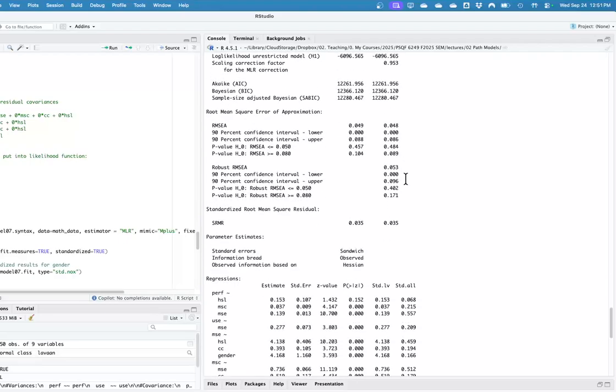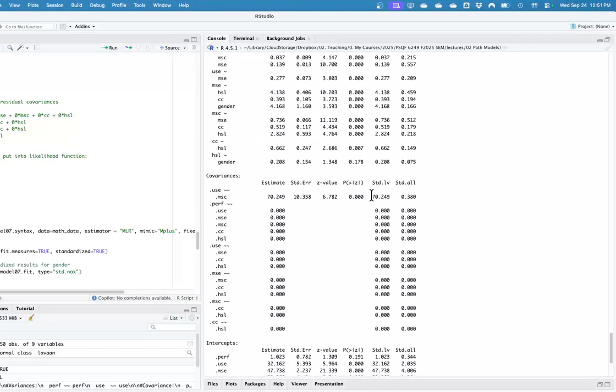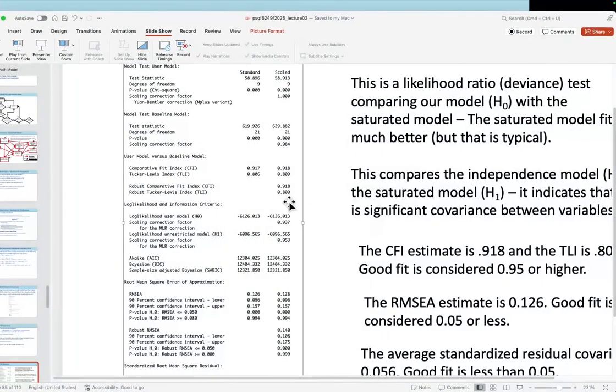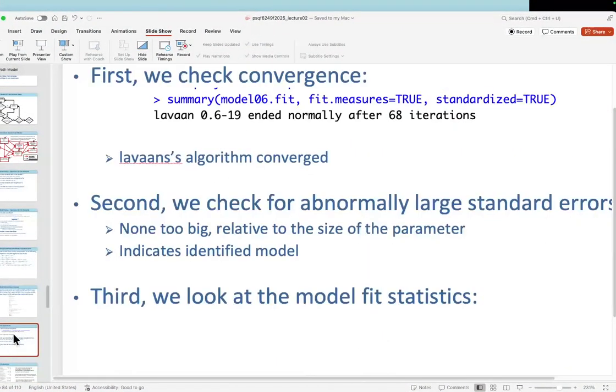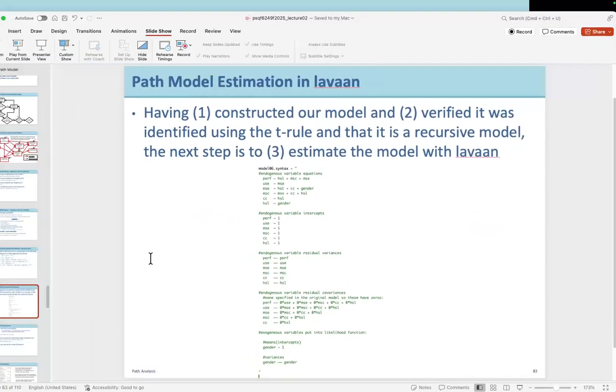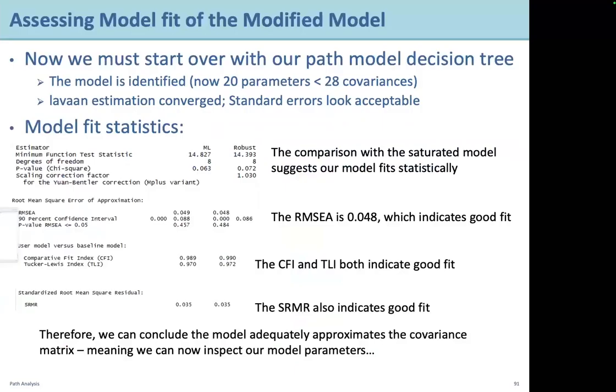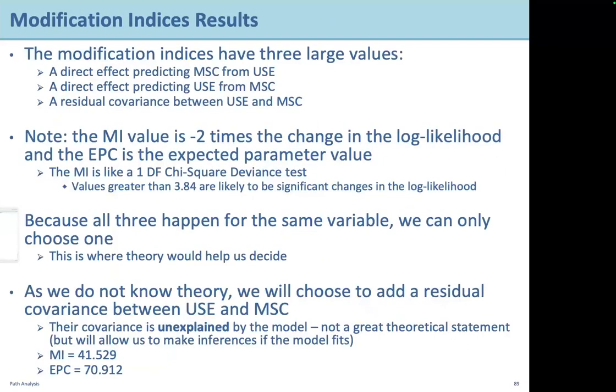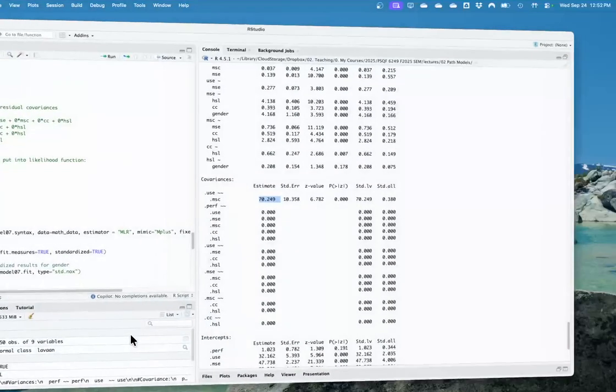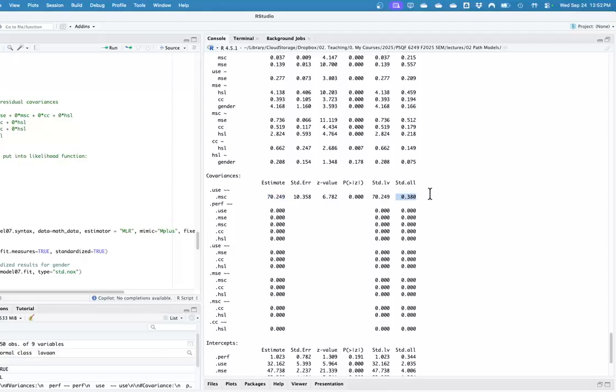You want to see the value of the covariance that we added? The value is 70.249. And it was very close, 70.912 is what was expected. So real close in magnitude to what it needed to be. The nice thing is if you look all the way over to the std.all column, that is the standardized estimate, and the standardized covariance is known as a correlation.